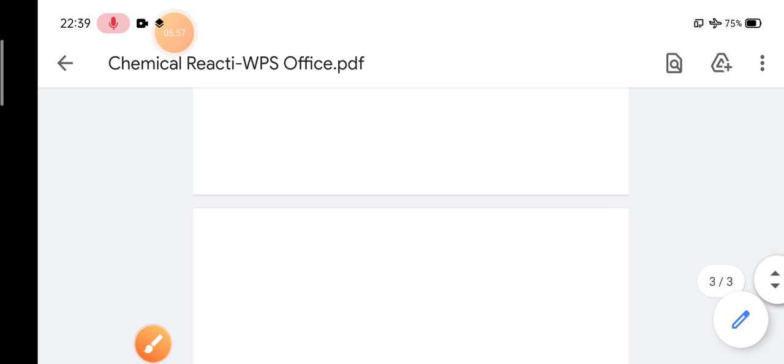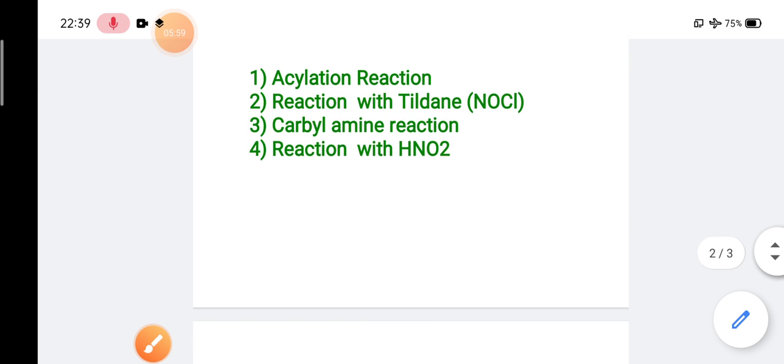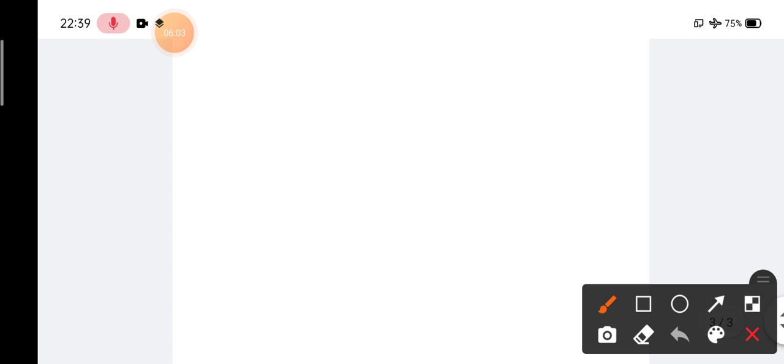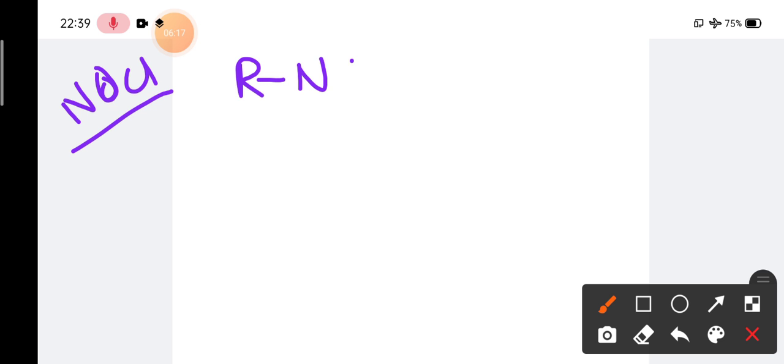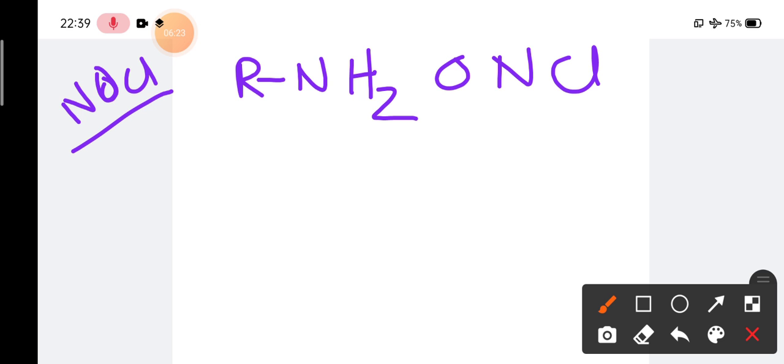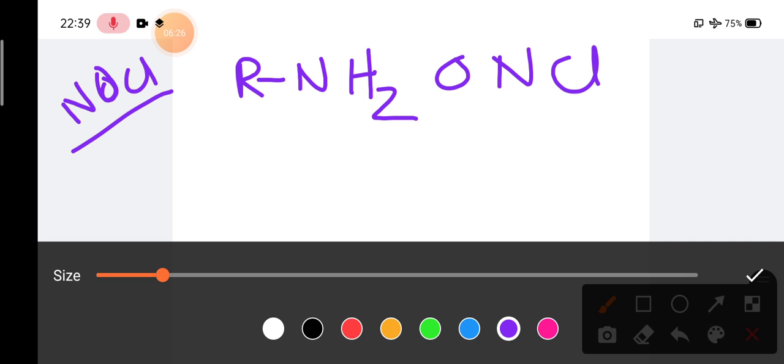So what is the second reaction? The second reaction is the reaction with Tilden. We are going to do the same thing here as well. What is Tilden? I have said that Tilden is basically NOCl. NOCl is called Tilden. So whenever we react Tilden with RNH2, we can write NOCl as ONCl, right?